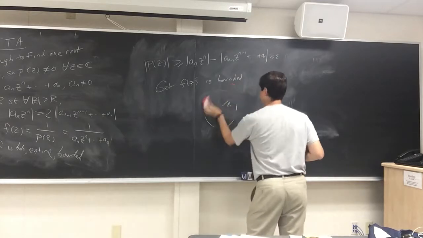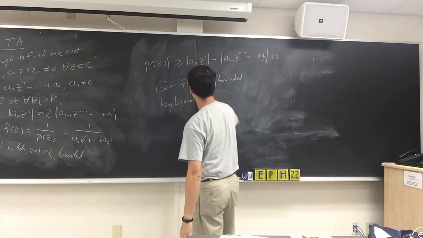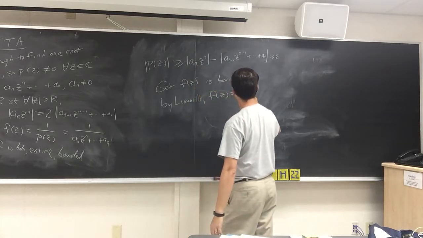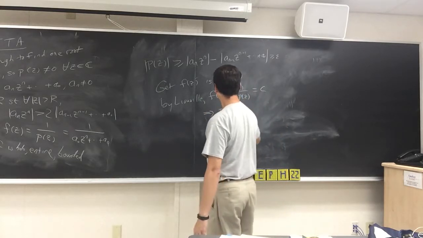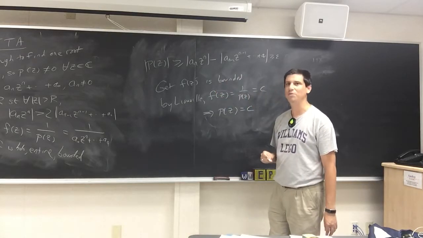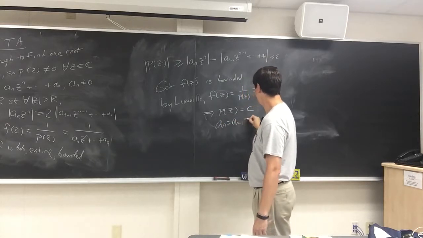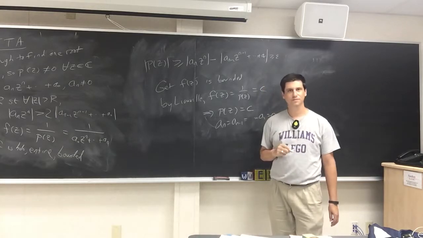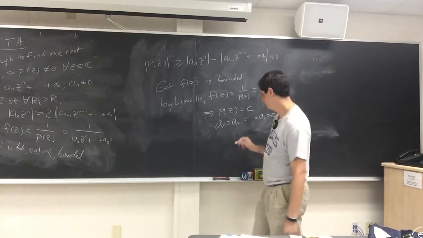Okay? So by Liouville, f of z equals 1 over p of z is constant. That means p of z is constant. The only way a polynomial can be constant is if a_n equals a_{n-1} equals ... equals a_1 equals 0. This contradicts the fact that we're starting off with a polynomial of degree n.